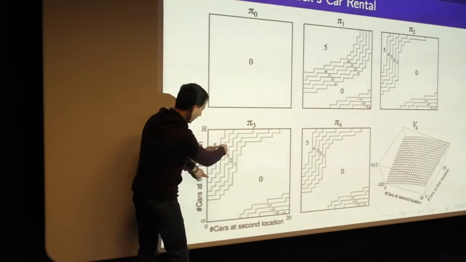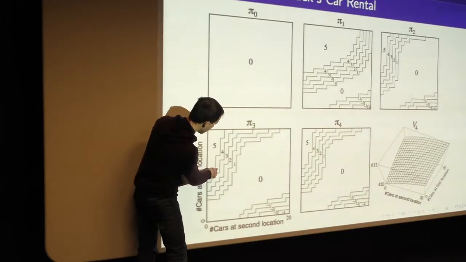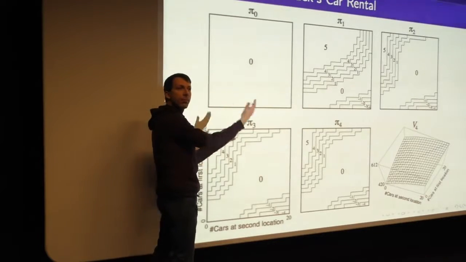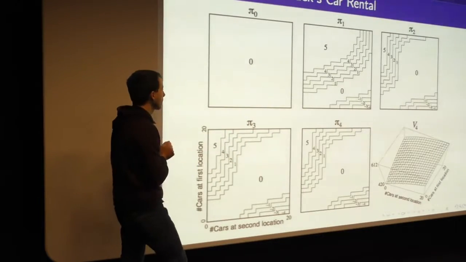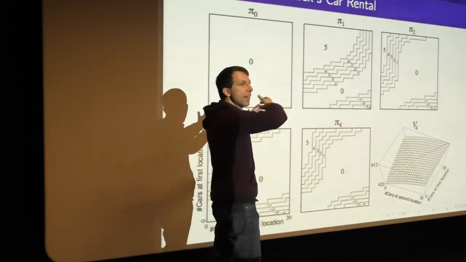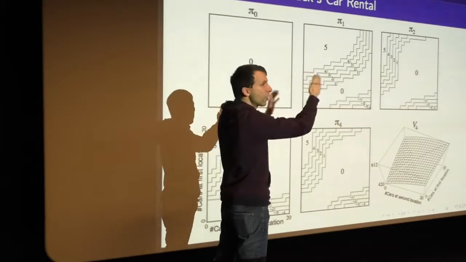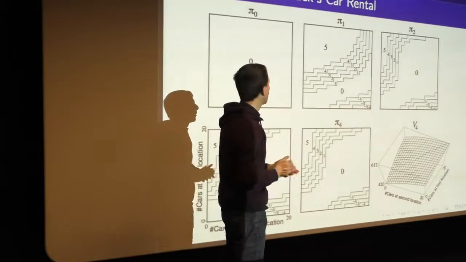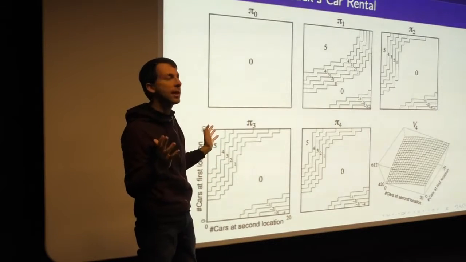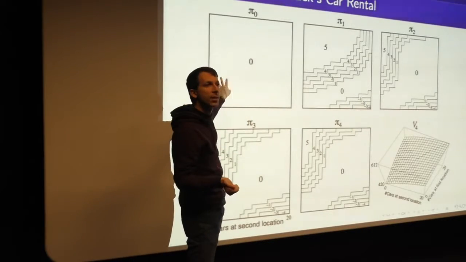What we see from these diagrams is you look here, and this would tell you that if you're in that situation, you should move 4 cars from A to B. That's what these diagrams are indicating. They're indicating the policy, telling us at any stage of our algorithm what we believe the best thing to do is. We start off with just an arbitrary policy. In this case, we're just going to do nothing as our initial policy.